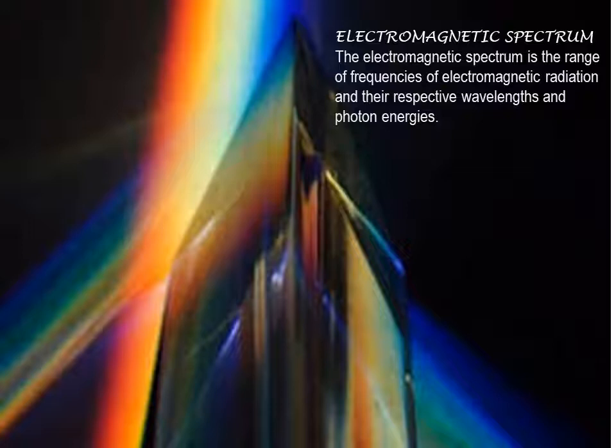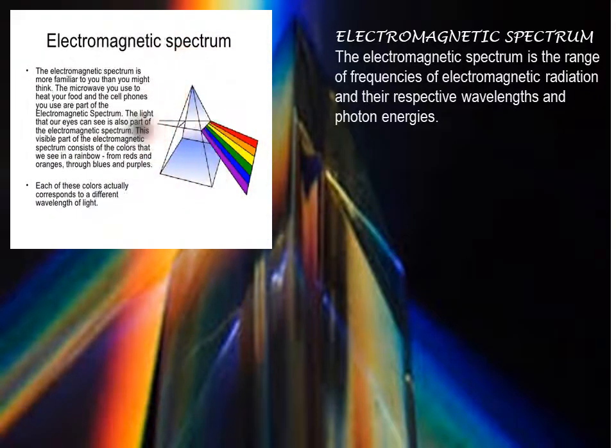So what are those wavelengths and frequencies? So we have here the electromagnetic spectrum also. As you notice, we have the prism. When the white light enters the prism, it deflects into different colors. So the electromagnetic spectrum is more familiar to you than you might think. The microwave you use to heat your food and the cell phones you use are part of this electromagnetic spectrum. The light that our eyes can see is also part of the electromagnetic spectrum.